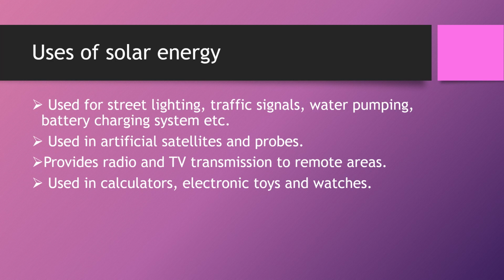Solar energy is used for street lighting, traffic signals, water pumping, battery charging systems, etc. It's also used in artificial satellites and probes. It provides radio and TV transmission to remote areas. It's also used in calculators, electronic toys, and watches.